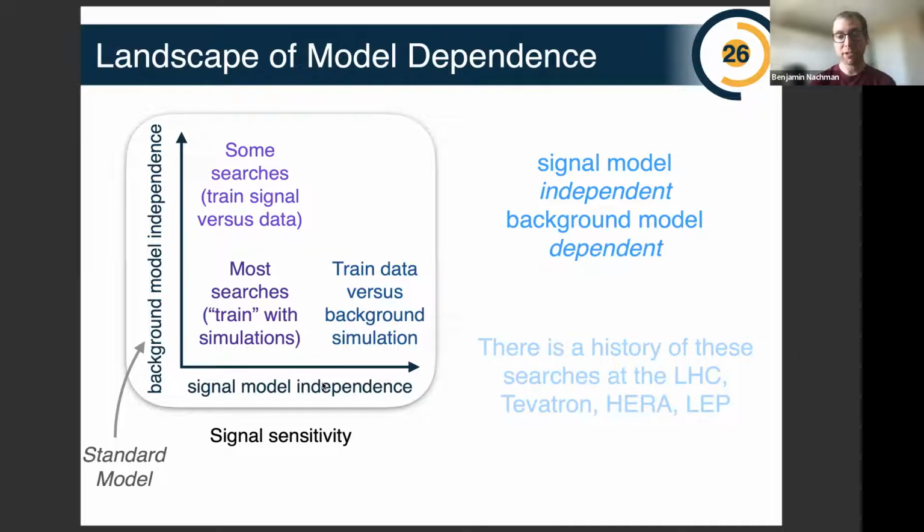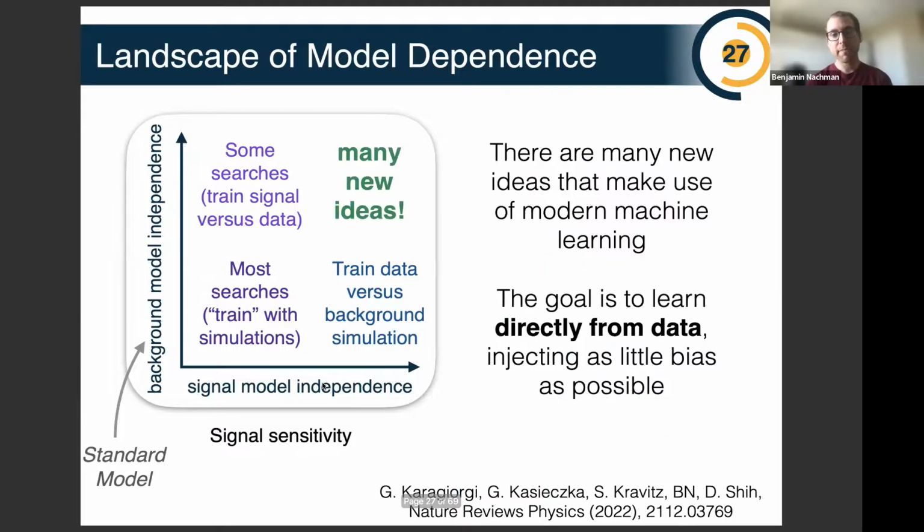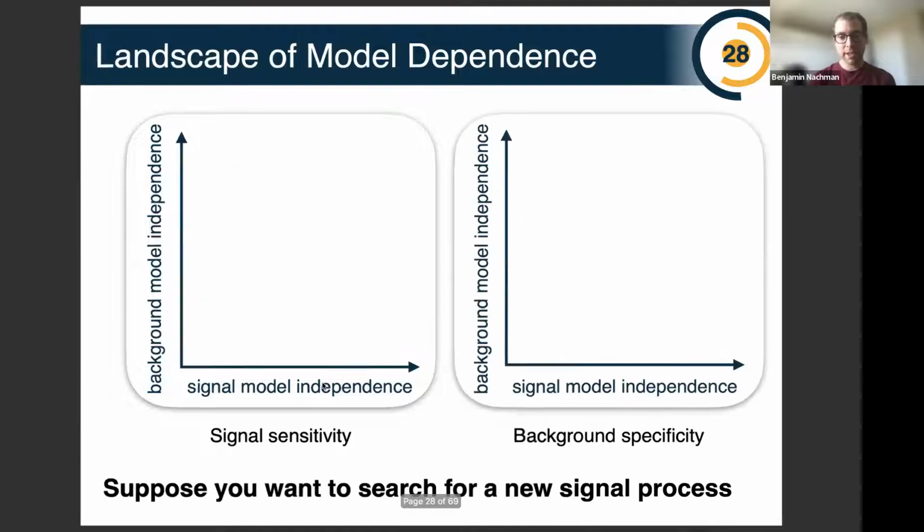This strategy does have some history, although not in the context of machine learning. Strategies that use this approach based on machine learning are quite recent. Okay, so what I really want to focus on though is in this top right part, where there are many new ideas that use modern machine learning, and the goal is to directly learn from data, injecting as little bias as possible on both what the signal model would look like, as well as what the background model needs to be.